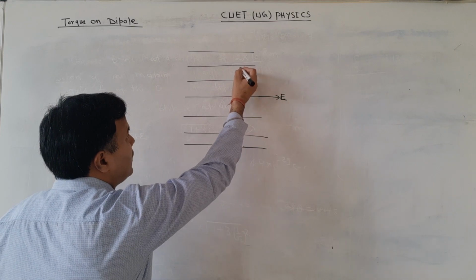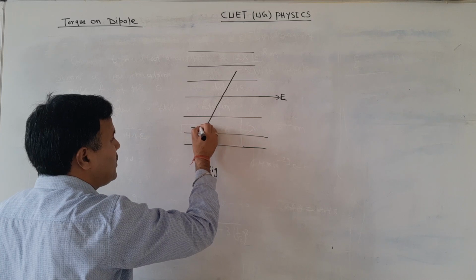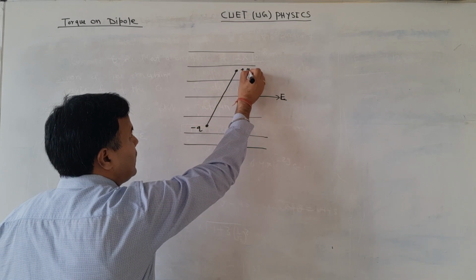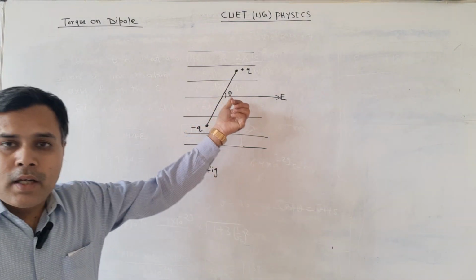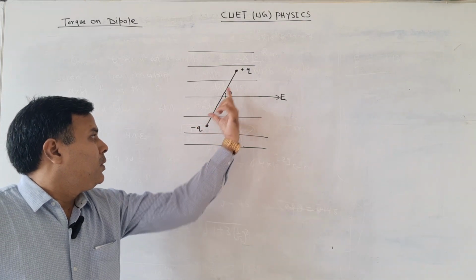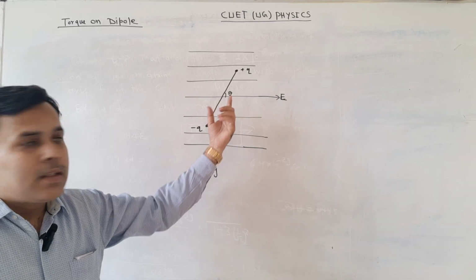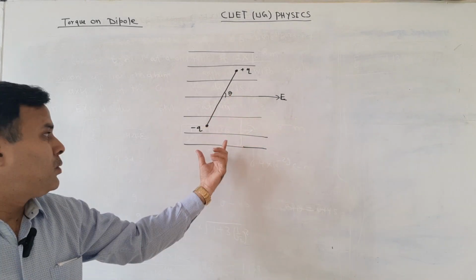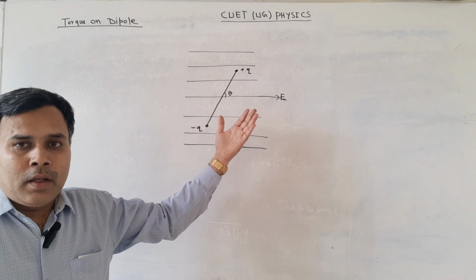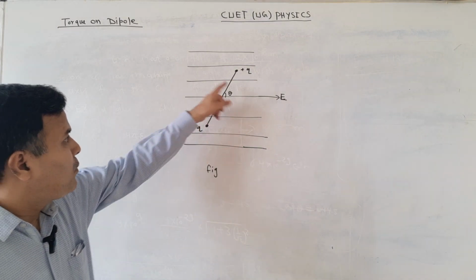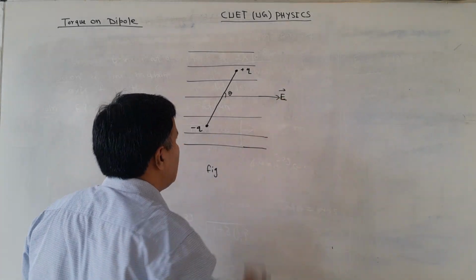as indicated in this figure, we have this dipole, and this dipole makes an angle theta. We know a dipole is an arrangement of two equal and opposite charges separated by a certain distance. So this is a dipole placed in a uniform electric field, and this dipole P makes an angle theta with the electric field.